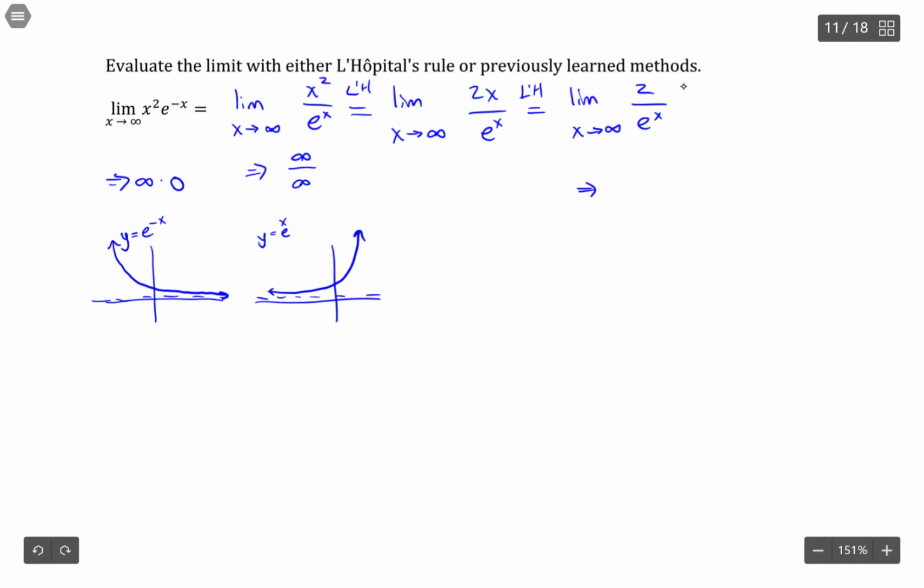And now what's happening is I have this constant value, but the denominator is growing without bound. And so if the denominator of a fraction is growing without bound, but the numerator is not changing, then the value of that fraction is going to be pulled to 0.